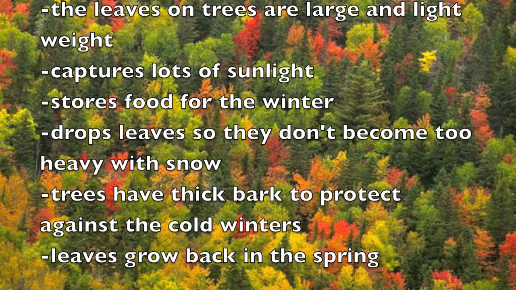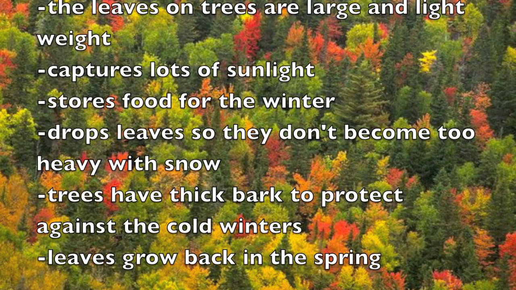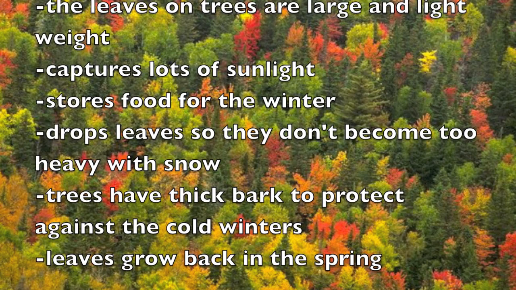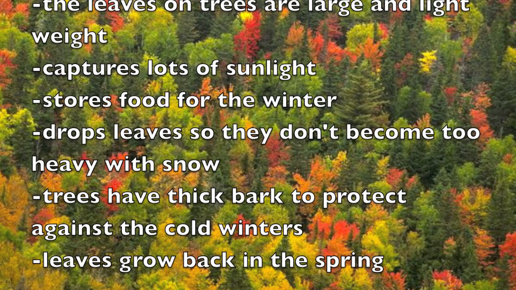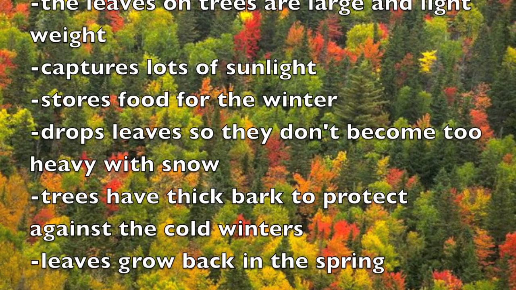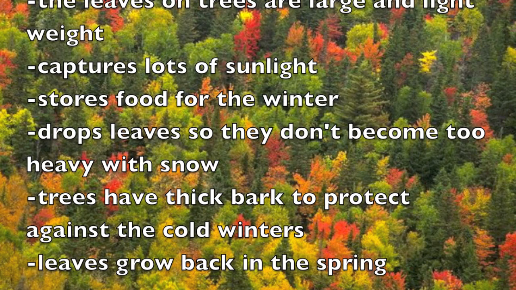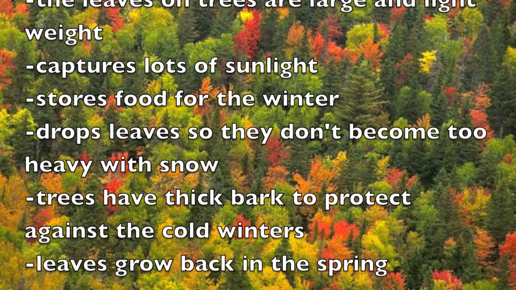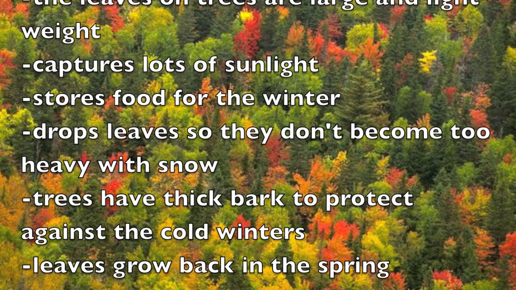There are many ways in which plants have adapted to fit this environment. Trees, for example, start with large, lightweight leaves that are able to soak up a lot of sunlight. They then use this to make and store food for the winter when they shed their leaves. This is for protection against the weight of the snow. Trees also have thick bark to protect them from the cold. They then grow their leaves back again in spring and the process starts again.